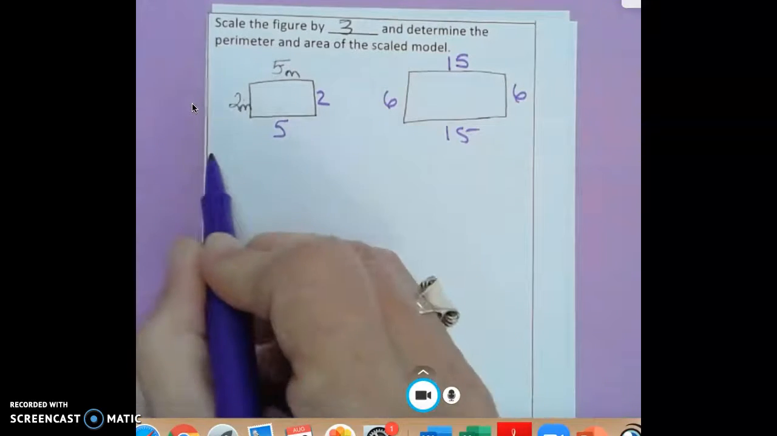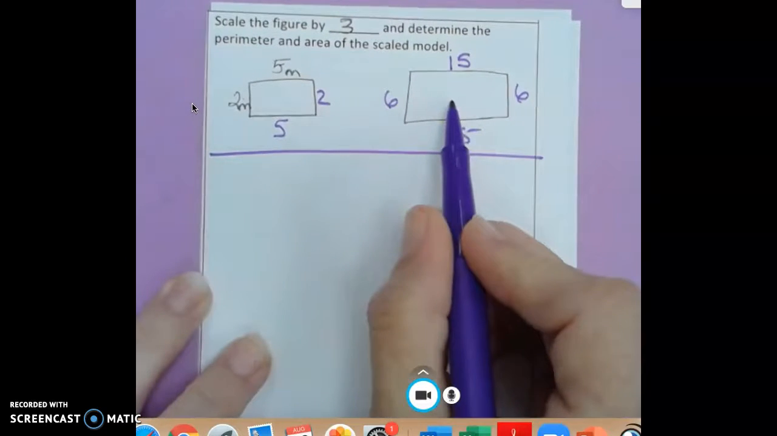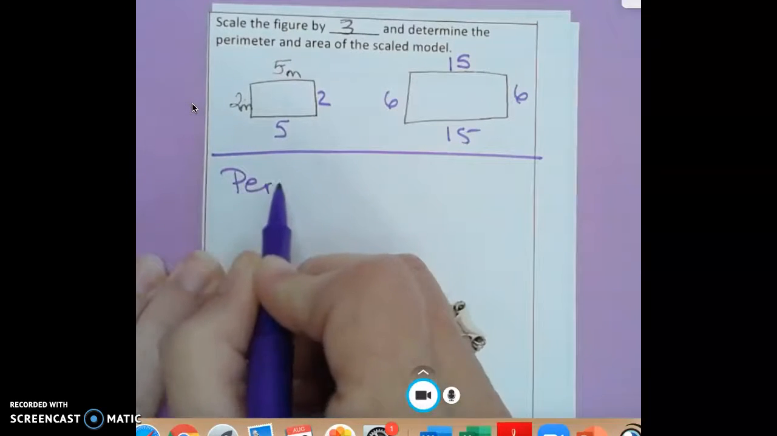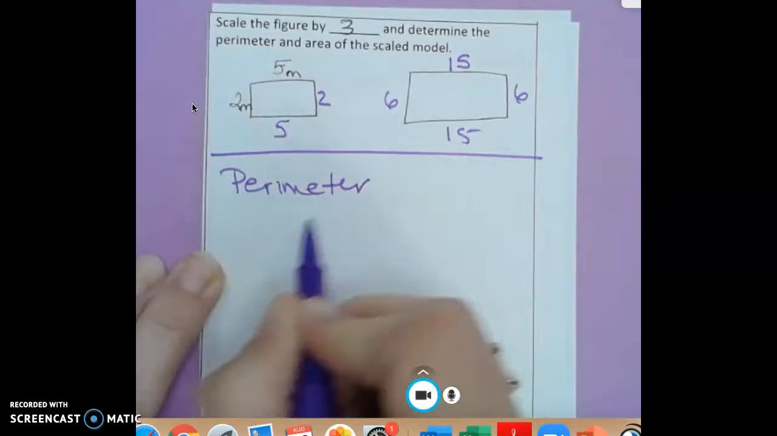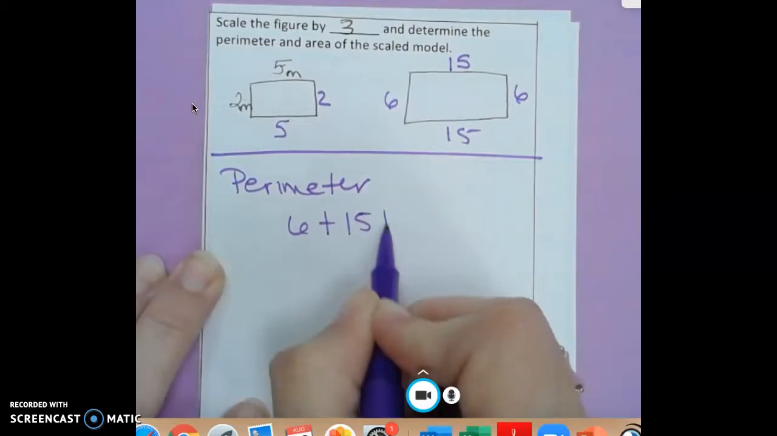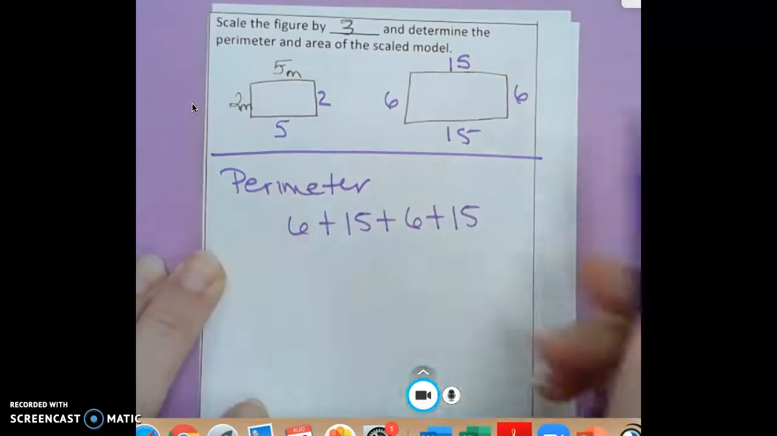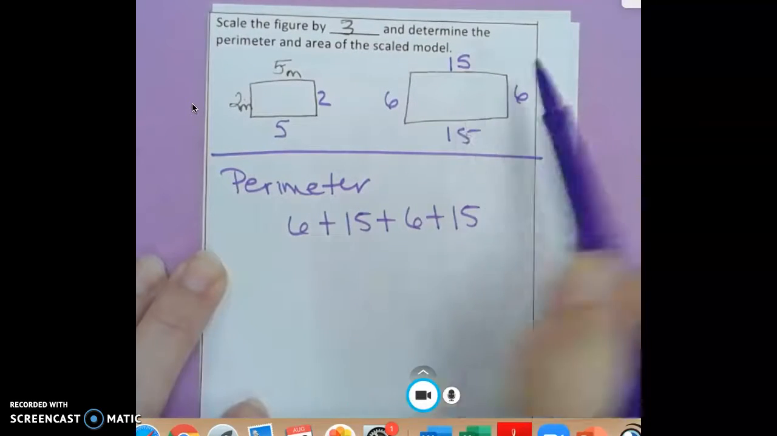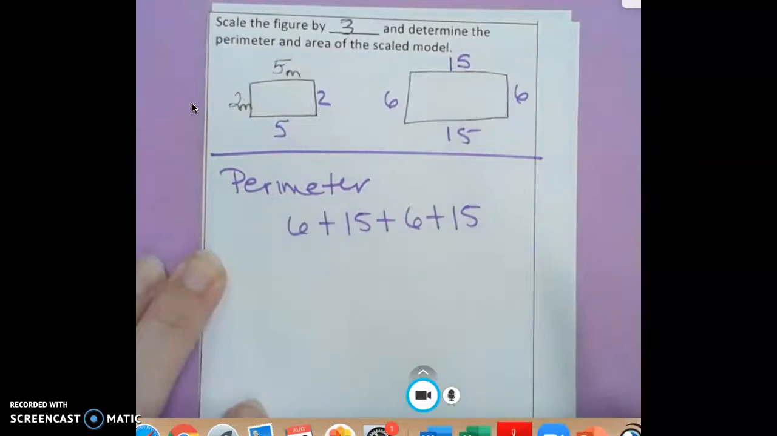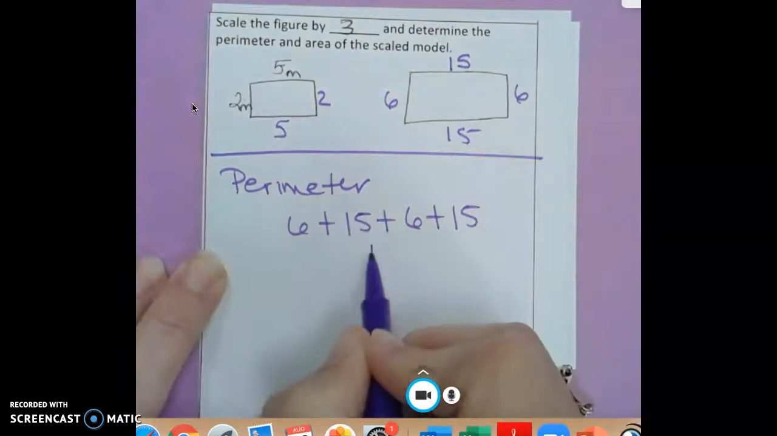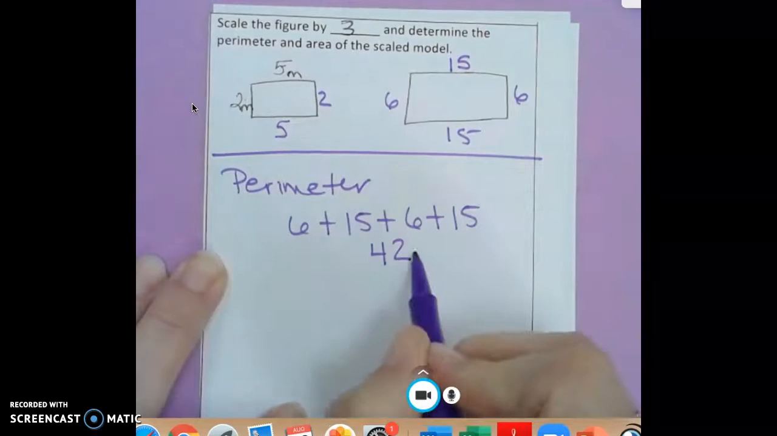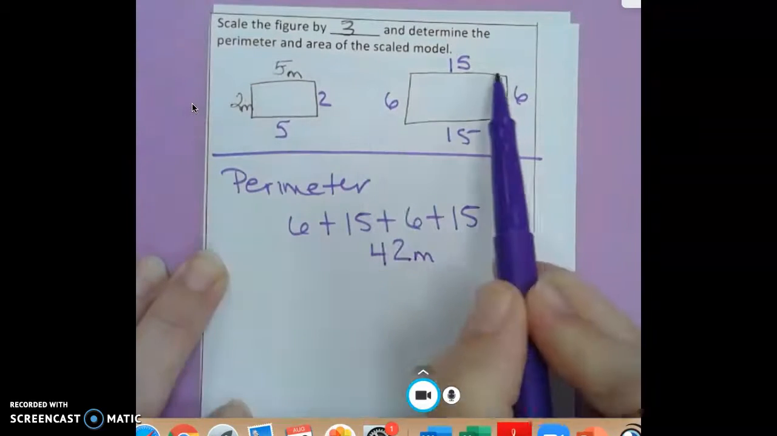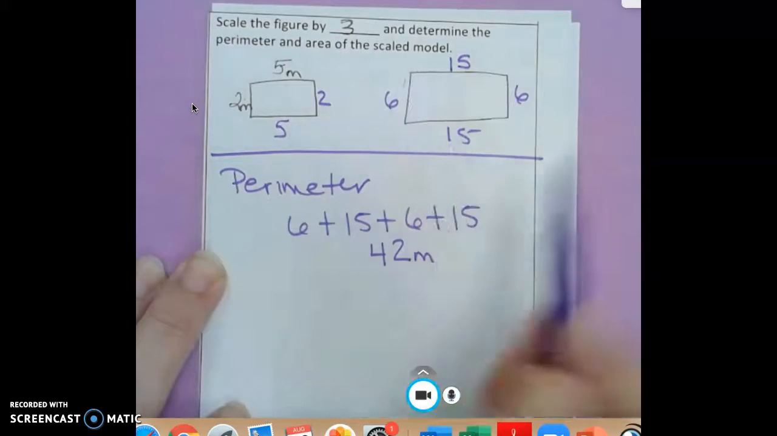Now for perimeter, and remember we're doing the perimeter of the new rectangle, the scaled rectangle, it is going to be 6 plus 15 plus 6 plus 15. We're going to add up all of these sides, and I believe if we put these two together, we're going to get 30, and these two together are going to give us 12, which is going to give us 42. And if that's meters, we want to add our meters to our measurement. So the perimeter, the outside of this new rectangle, would be 42 meters.